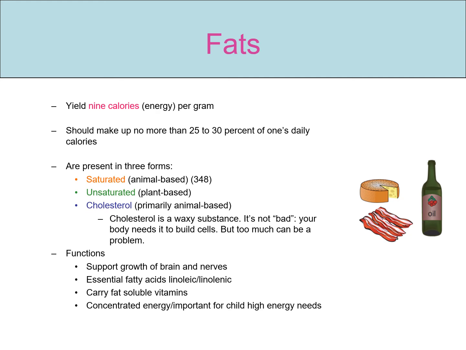Fats yield 9 calories of energy per gram and should make up no more than 25 to 30% of your daily calories. They're present in 3 forms: saturated fats from animals. You can find information about this on page 348. Unsaturated fat from plant-based sources, and cholesterol, which primarily comes from animal-based products. Cholesterol is a waxy substance, and it's not all bad. Your body needs cholesterol to build cells, but it causes problems if we have too much of it.